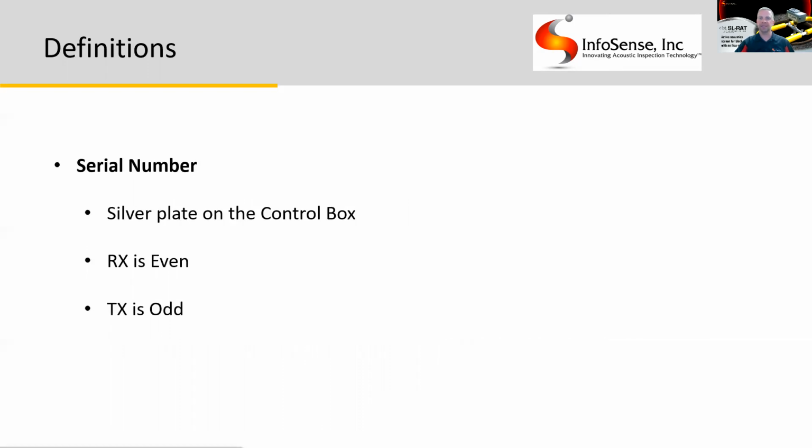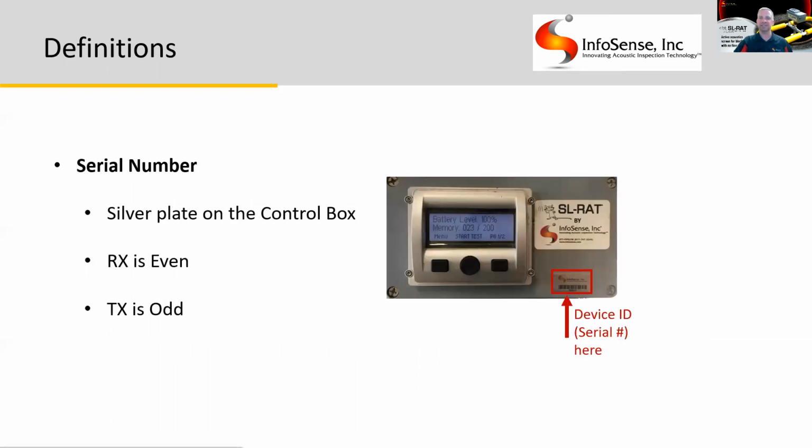The serial number, again, each RX and TX has a serial number on a silver metal plate on top of the control box. The RX is always an even number and the TX is the next higher odd number. It is important to use these numbers when communicating with us for repair, service, or portal administration.